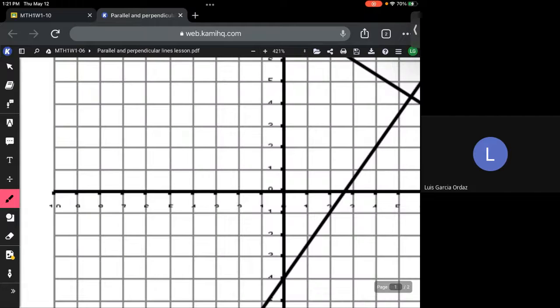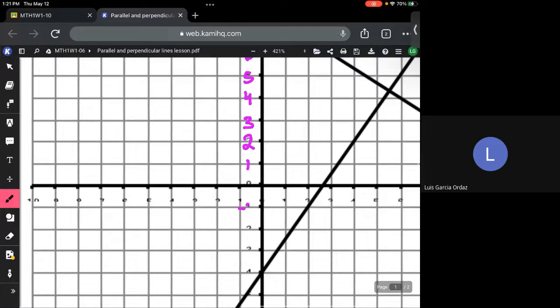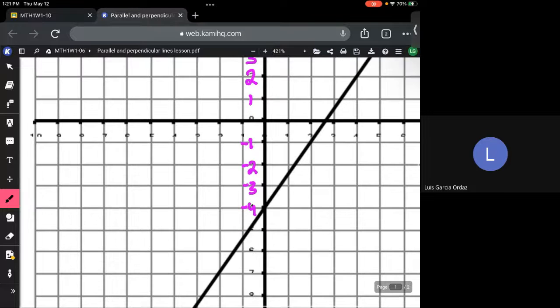So again, I have to draw my axis again because technology. I swear.